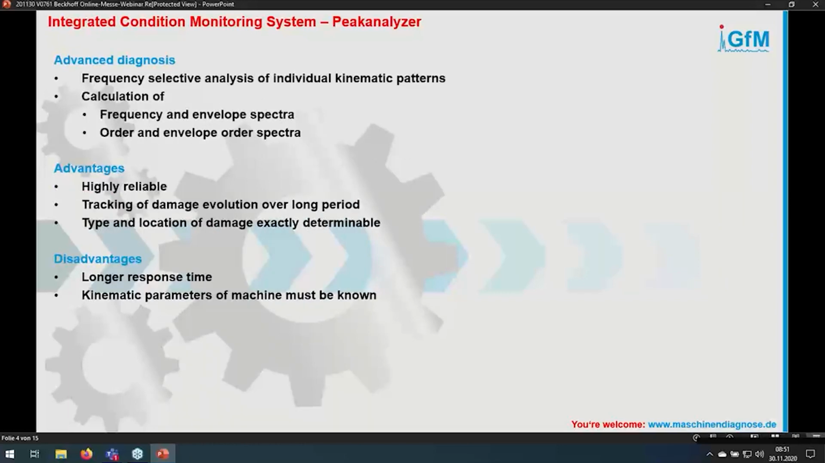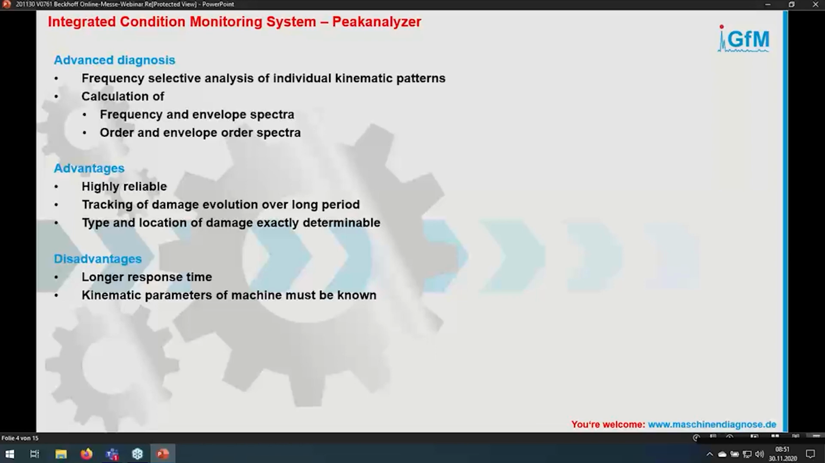The next method that we use is the advanced diagnosis. In fact, we measure the time signals and calculate frequency and envelope spectra, as well as order and envelope order spectra. I will show some details or examples of that on the next slide. On these spectra, we do a frequency selective analysis and search for kinematic patterns that match the specific drive elements that are in your drivetrain.